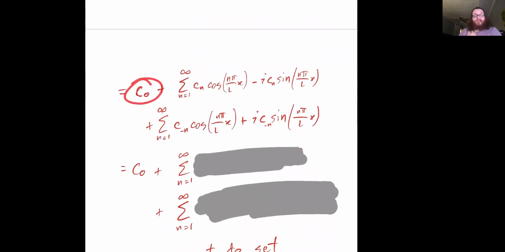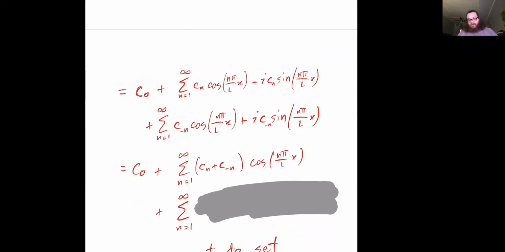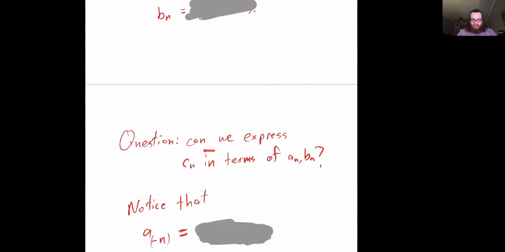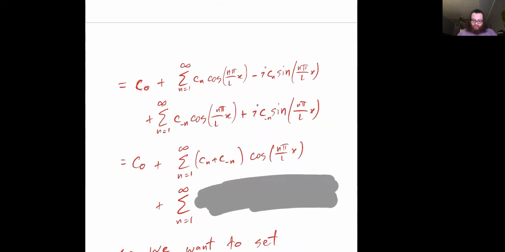So c sub 0 isn't going to change. If we collect all the cosine terms, what we're going to end up with is c sub n cosine plus c sub minus n cosine. So that gives us c sub n plus c sub minus n times cosine of n pi x over Lx.